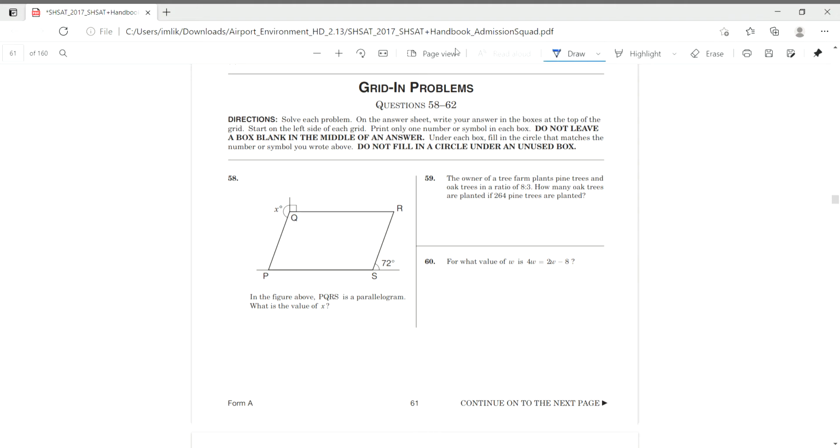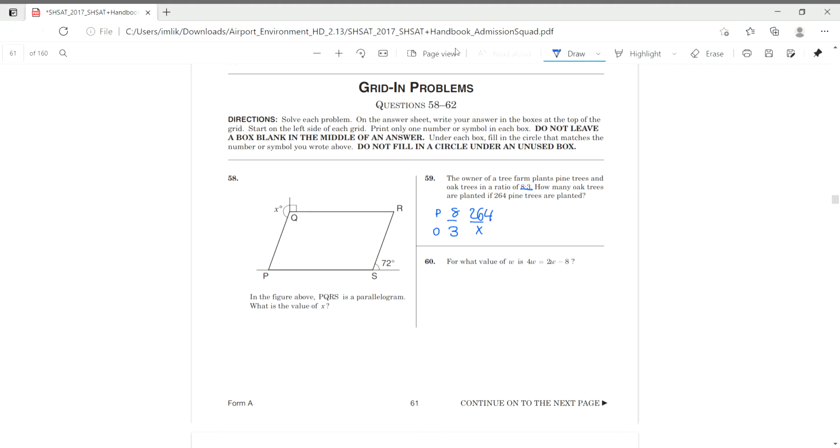If an owner of a tree farm plants pine trees and oak trees in a ratio of 8:3, how many oak trees are planted if 264 pine trees are planted? We can turn this 8:3 into a fraction. So we have pine trees at the top and oak trees at the bottom. They say the owner plants pine and oak, so 8 pine for every 3 oak. Then we're finding oak, which is x, if 264 pine trees are planted. 264 is the pine trees.